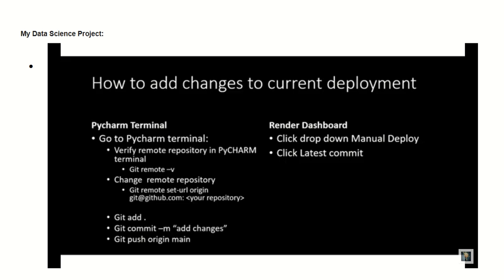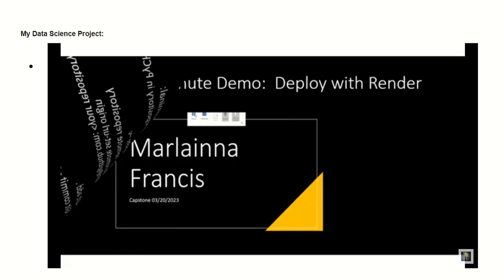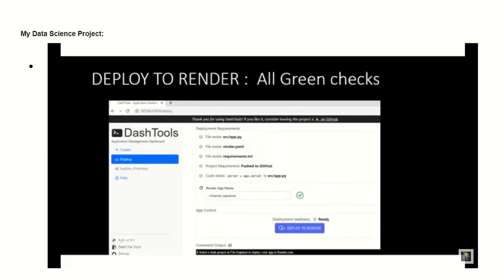Now, after making the deployment, I did have a few changes to make. When I make the deployment on the Render server, you update changes using the PyCharm terminal. Then you're able to click the latest commit under the deployment drop down. All this is in the 7-minute demo that I am going to include here. So here's the 7-minute demo.